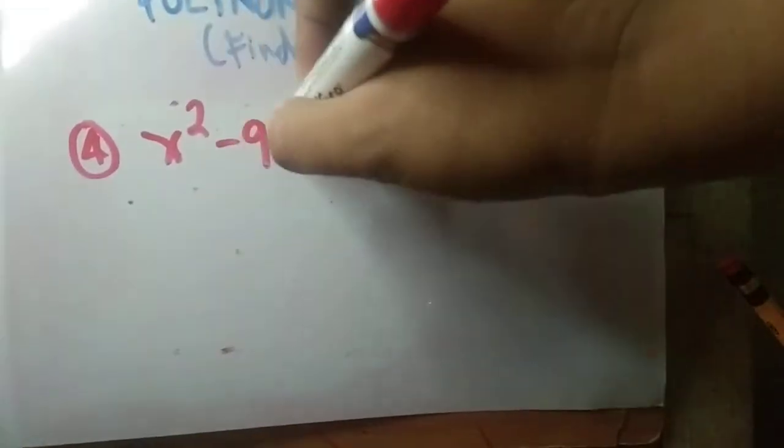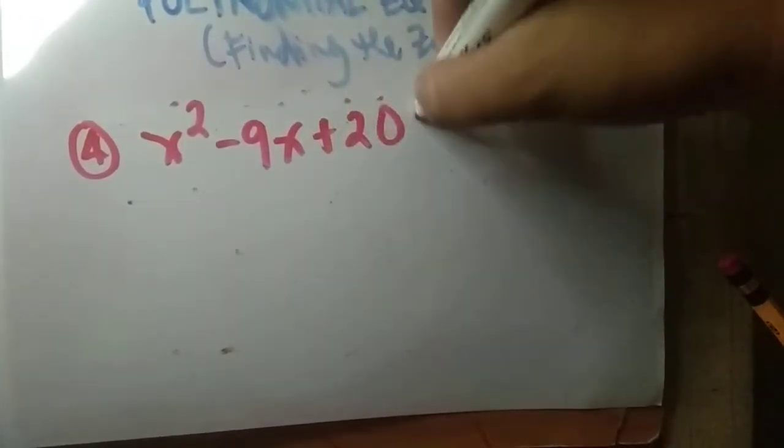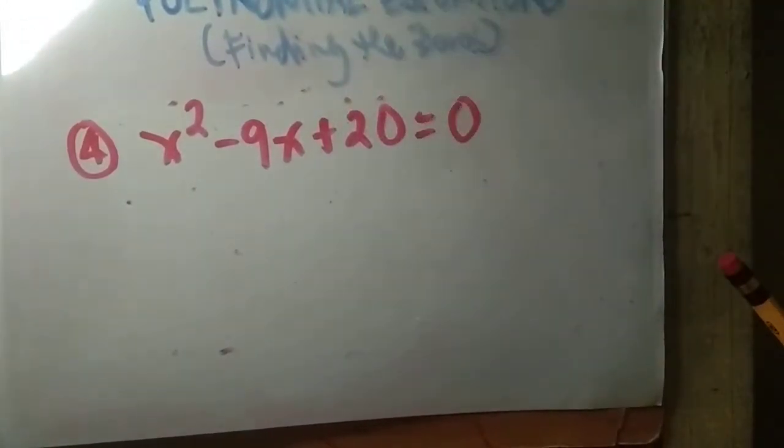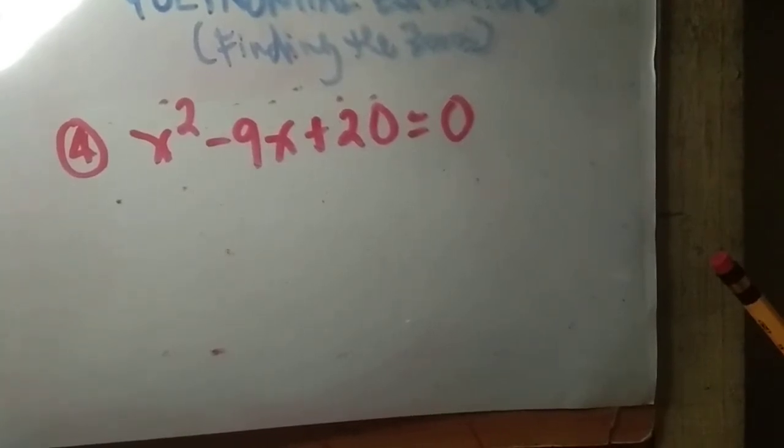Okay. Let's have this particular example here. Let's have number 4. Let's have this equation here. So, x squared minus 9x plus 20 is equal to 0. Now, for this particular equation, obviously, this is a quadratic equation because the degree is 2. And since this is quadratic in nature, it means that we're solving right now for 2 zeros.